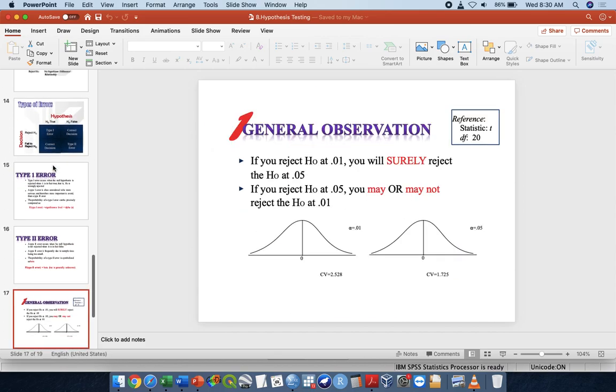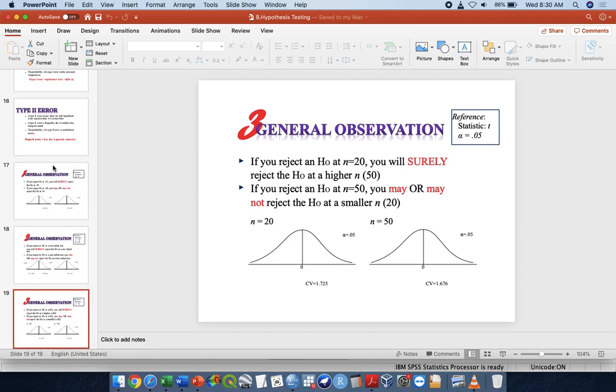You can read. If you want to know more, you can look into a statistical book. Okay, this is a general observation based on my presentation yesterday about using manual calculation to estimate the judgment of rejecting or failing to reject your null hypothesis.